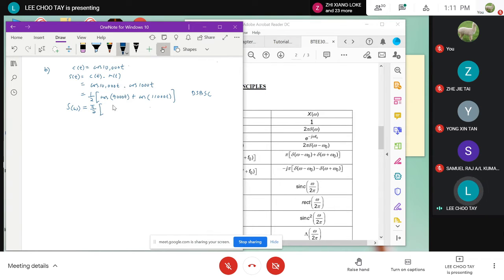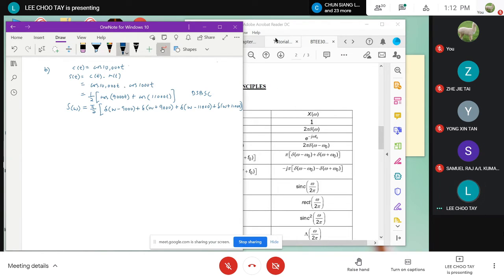Now this cosine is going to give me two delta functions, one at omega minus 9,000, the other one at omega plus 9,000. That's for this cosine. The second cosine is going to give me another two delta functions, which is delta omega minus 11,000 plus delta omega plus 11,000.